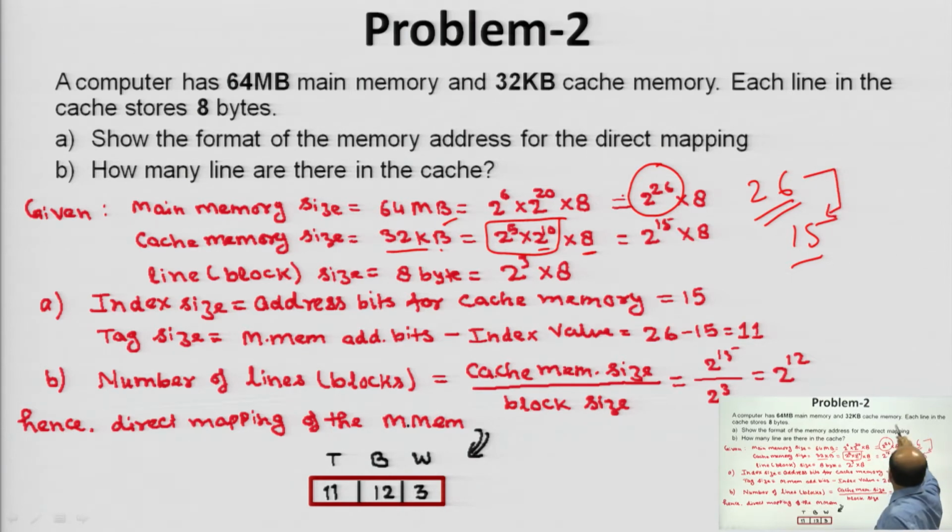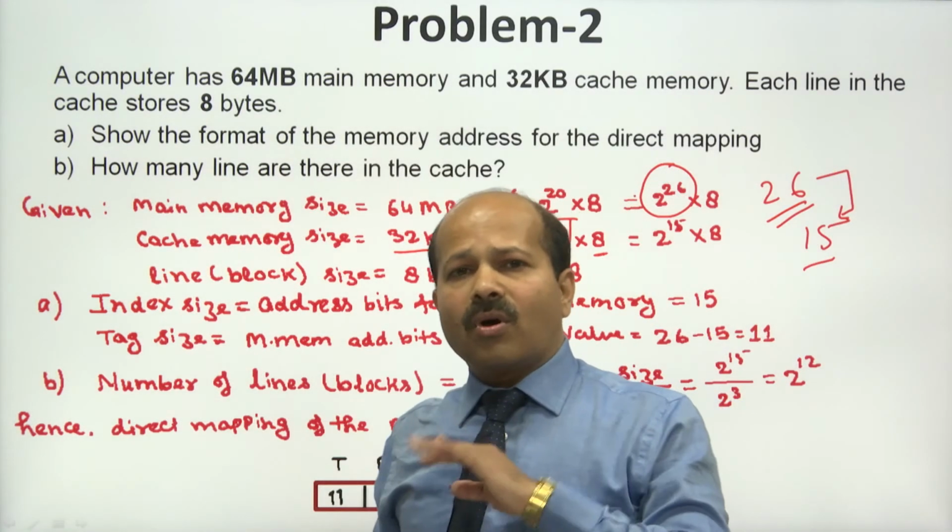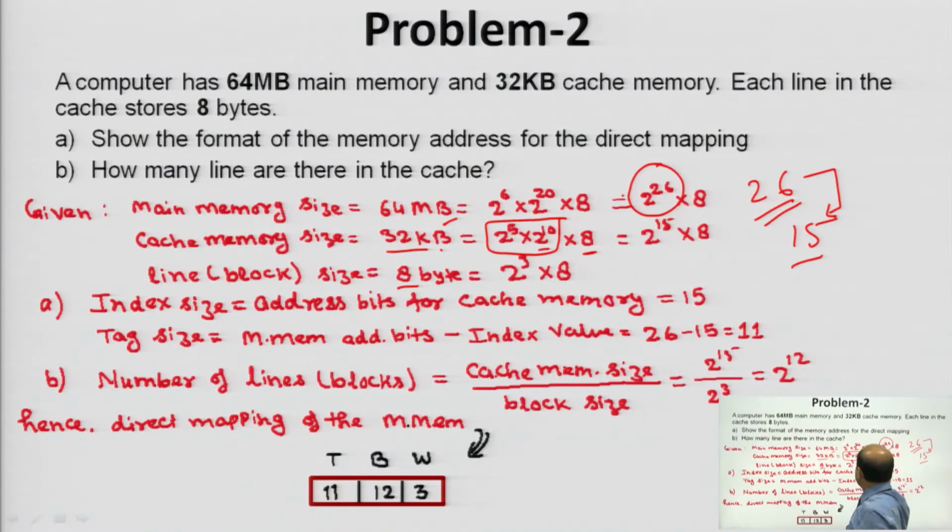Now, in this question each line in the cache stores 8 bytes. Line here means block. So, one block equals 8 bytes, that means 2 to the power 3 words can be stored in one block. The question says to show the format of the main memory address for direct mapping. In direct mapping, we have to calculate the tag bits and the index bits, then the bits for the number of blocks and the bits for the number of words. Now, calculate the index size.